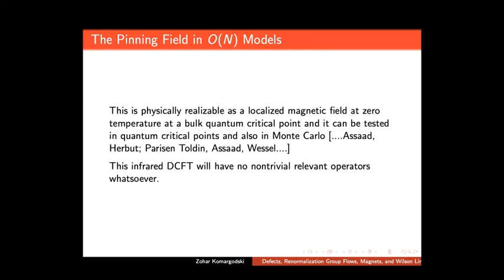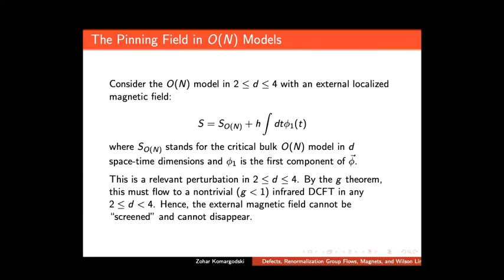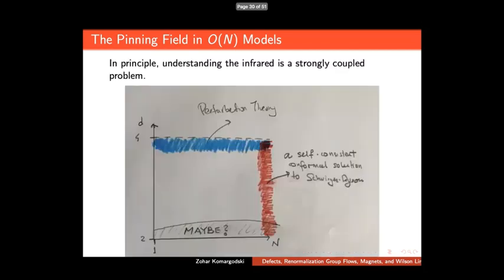So we have recent results from Monte Carlo simulations about this model. I copied from some references and I missed a few more recent papers. And this is an infrared defect theory with no relevant operators. It's completely stable. Because once you turn on this magnetic field, this operator becomes irrelevant. It's relevant in the UV, and it's irrelevant in the infrared.